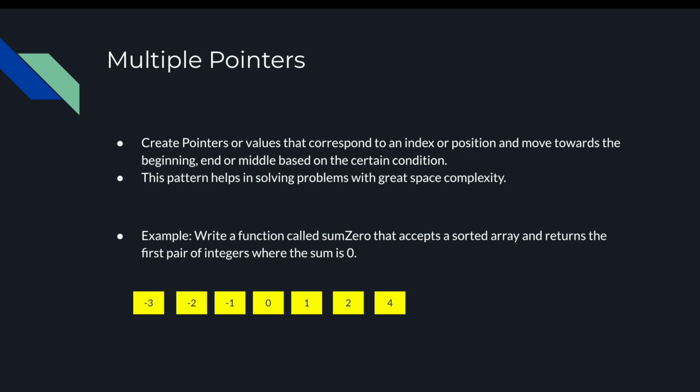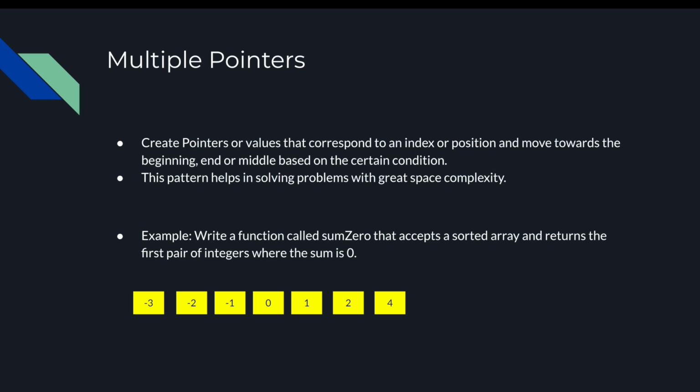I already have an example written here. As you can see, write a function called sum0 that accepts a sorted array and returns the first pair of integers where the sum is 0. Meaning we need to find two integers from this sorted array that have the sum as 0. Let's take this array as an example that has integers from -3 to 4.